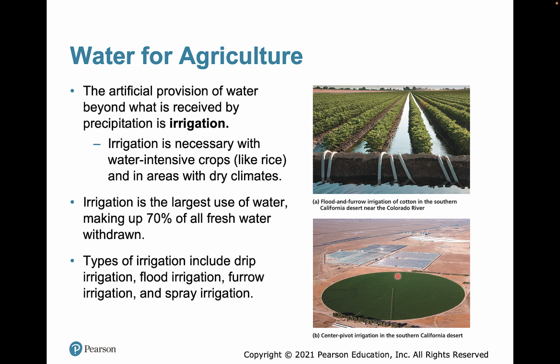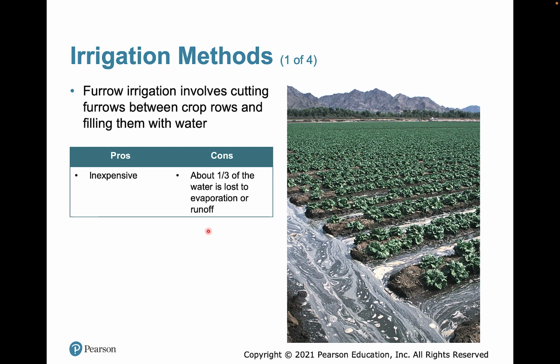Okay, this is center pivot irrigation. It's a kind of spray irrigation. So you can tell how far the sprayer reaches. It doesn't reach any further than here. Irrigation is the largest use of water, and we talked about that in chapter 15, with 70% of all fresh water that we use goes to agriculture. So let's look at some of these irrigation methods.